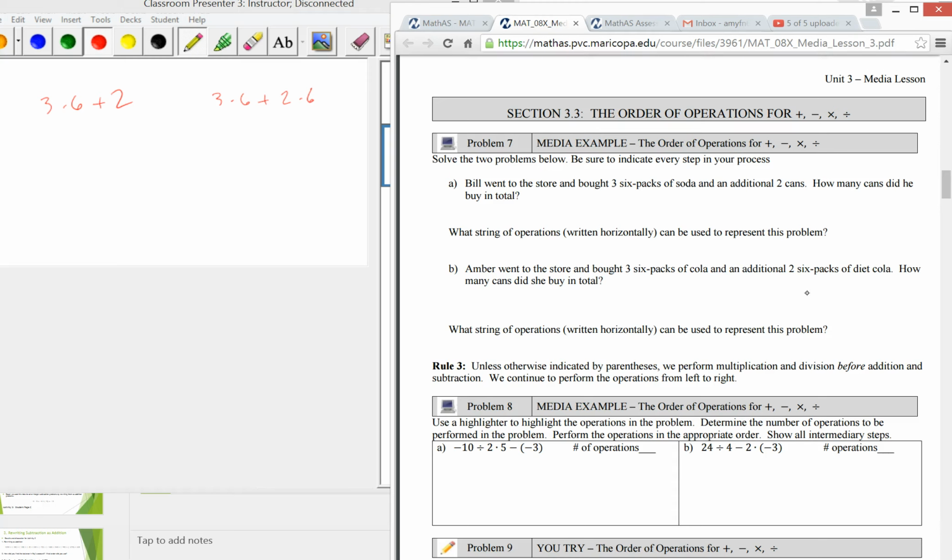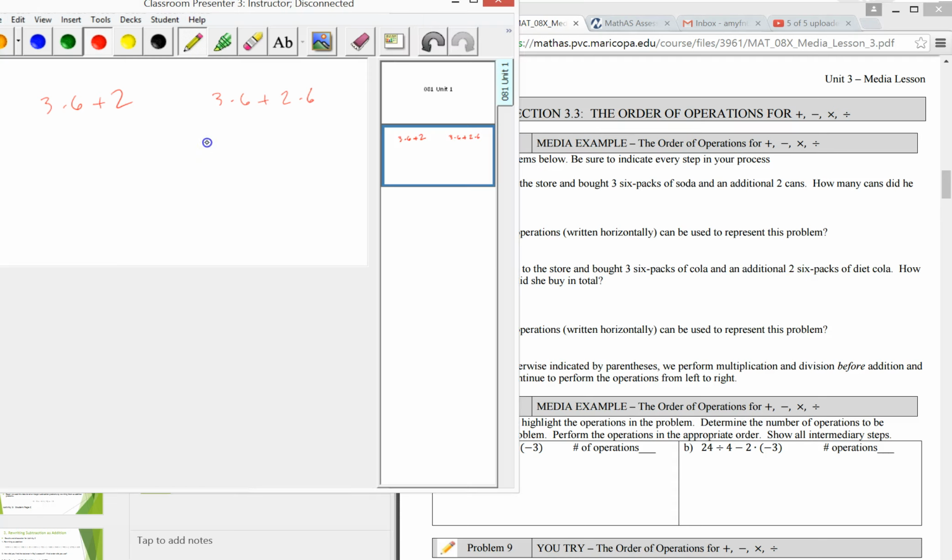And you want to talk about which operations you do first, and which makes sense here. If they do these as separate operations, they would do 3 times 6, find the result, and add 2. Here, they might add the 3 and 2 and say there's 5 6-packs, so they'll do addition first. So we'll do 6 times 3 plus 2, and then multiply.